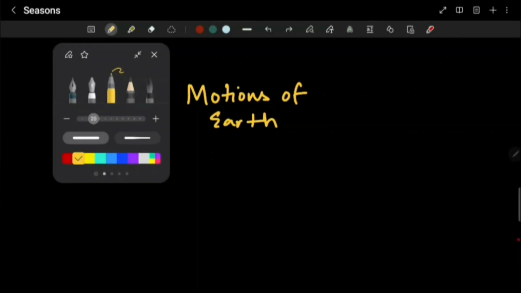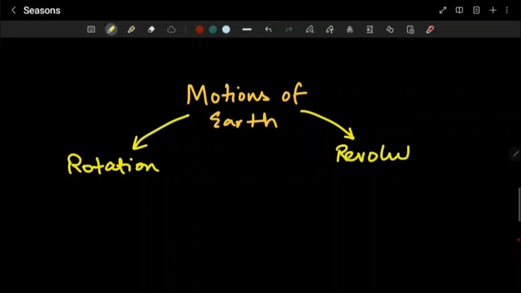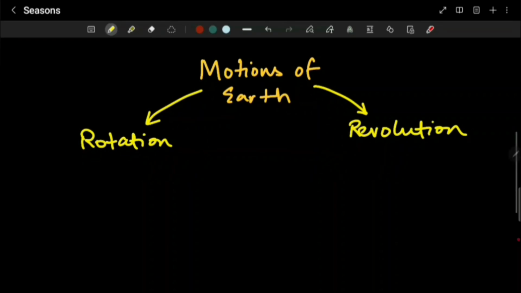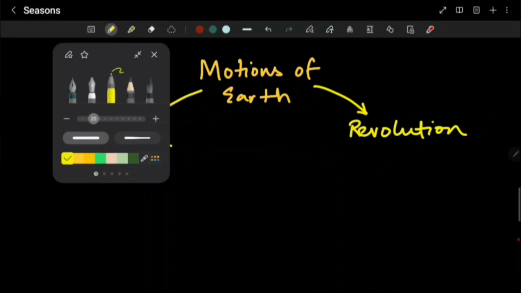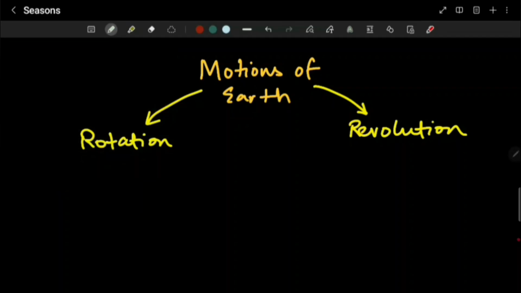Hello everyone. Today we are going to understand about the different motions of earth, that is rotation and revolution. We'll also understand how seasons are formed, what is solstice, what is equinox. So first, in rotation, rotation is the movement of earth on its own axis.